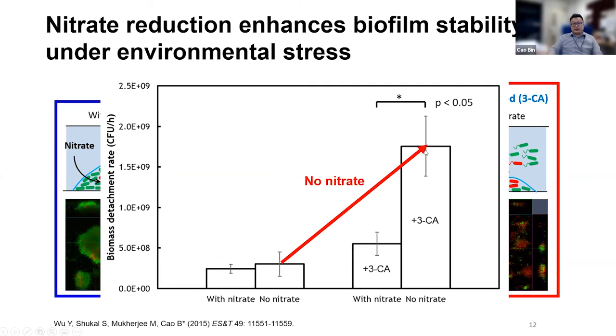So without nitrate in the growth media, the biofilm looks very susceptible to 3CA. So once you introduce 3CA, you see the detachment. The y-axis is the detachment rate. So you see a substantially increased detachment rate. But in the biofilms developed when you have nitrate introduced to the media, and this is what we have, even after the introduction of the 3CA, the biofilm is still quite stable.